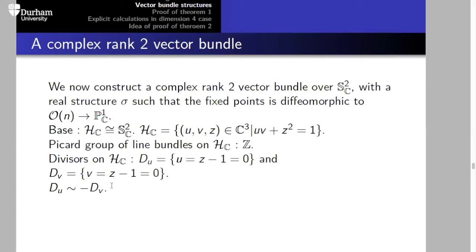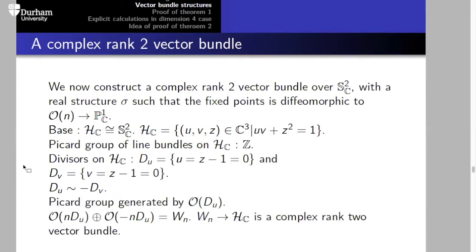And dv, which is v equals z minus 1 equals 0. Now, if I look at du plus dv, it's the divisor of the function z minus 1. So du plus dv becomes principal, and the line bundle with divisor du plus dv is trivial. That means that du is equivalent to minus dv. And in fact, the Picard group of HC is just generated by O(du).